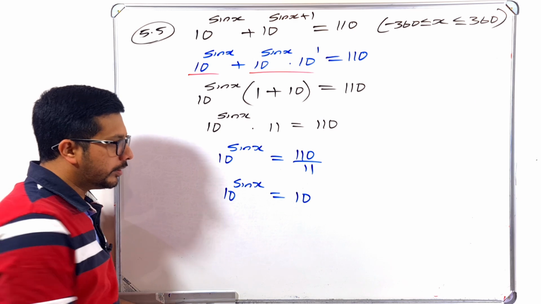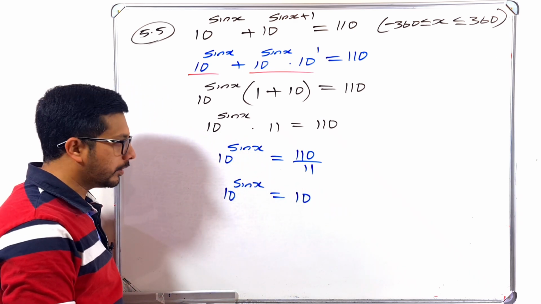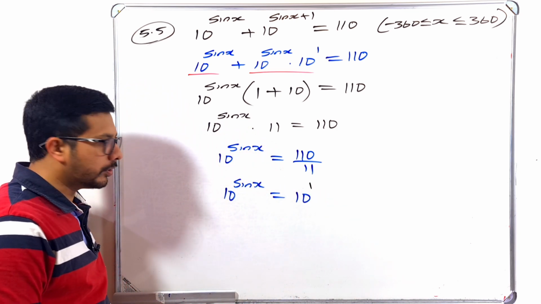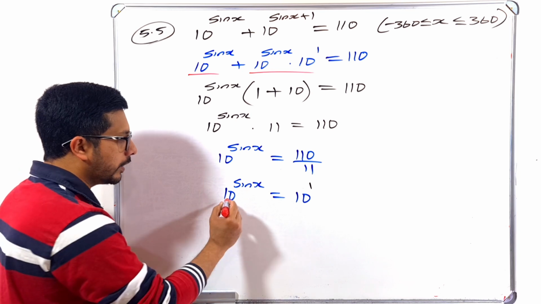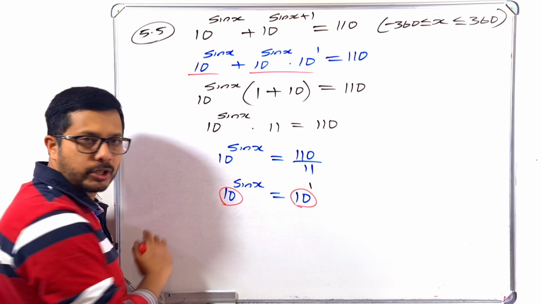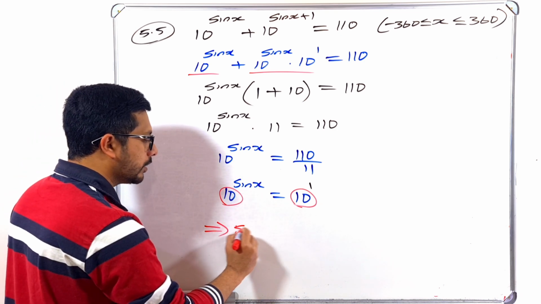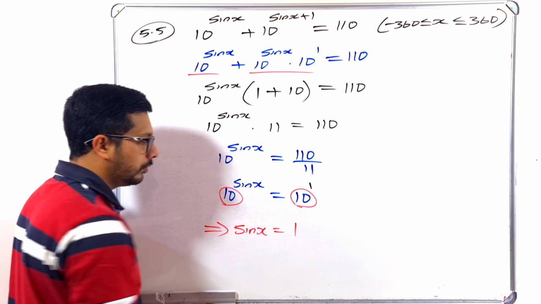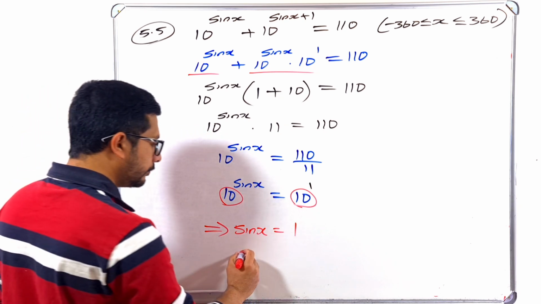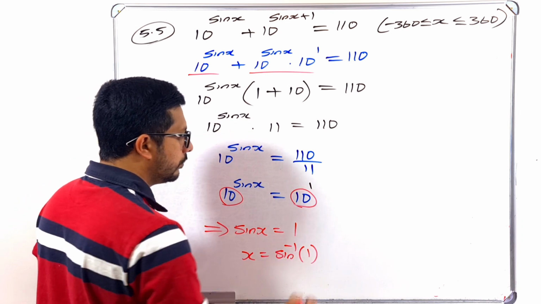So here 10 means what is the exponent? Exponent is 1. Am I right? Okay, so 10 means here the exponent is 1. So here look at this one. Here the bases are the same, 10, 10. So what can we write? The exponents are equal, or we can equate the exponent. That means it implies that sin x is equal to 1. Okay, so from here what is x? x is equal to sin inverse of 1.